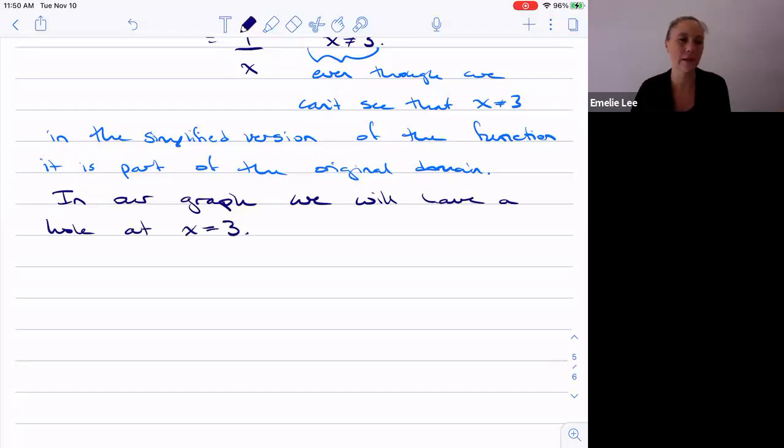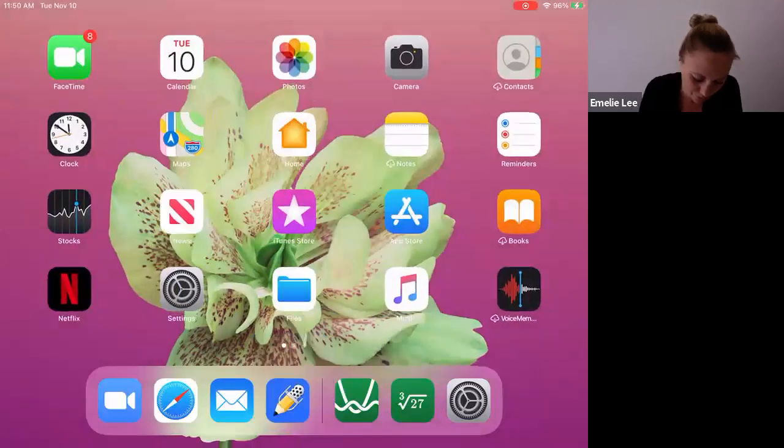Okay. So what I want to do is show you in Desmos because it's actually kind of hard to see in Desmos. And then we'll draw just a quick version of the same thing.